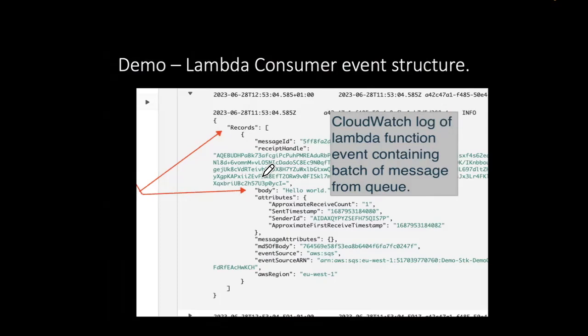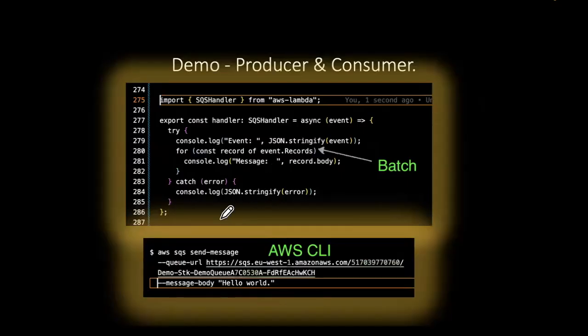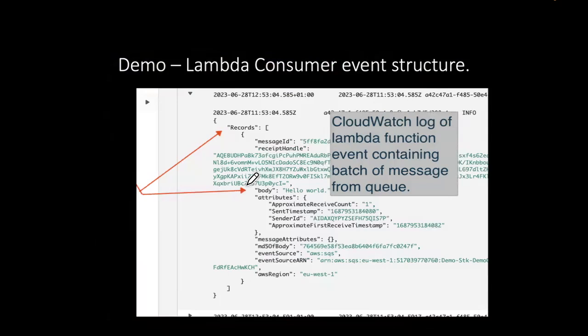Now, if I go back to the previous slide, because I was using the CLI, the message body here was just a string, hello world. Usually, though, it's going to be a JSON structure, but it's just a string. And so if we look at the body property here, here's our string.